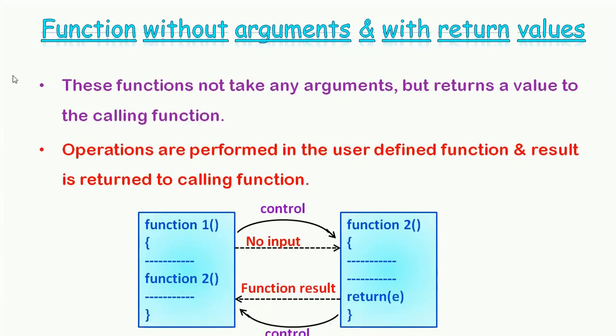Now next type of user defined function is function without argument and with return value. In this type of function no arguments are passed, but after performing the task of function, values are returned. So in this figure we can see function 1 is calling function 2, but function 1 is not giving any input to the function 2. So the control of program simply goes to the function 2, and after performing the code of function 2, the value is returned to the function 1.